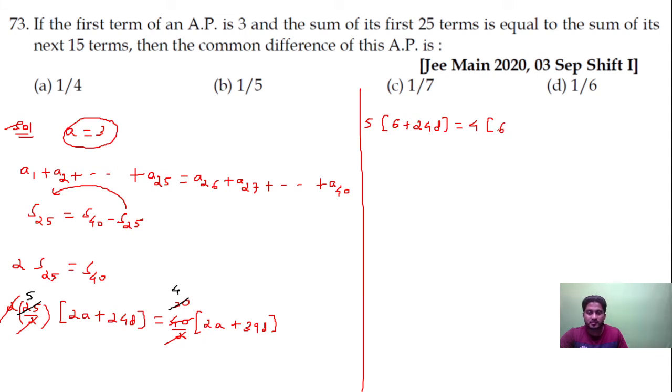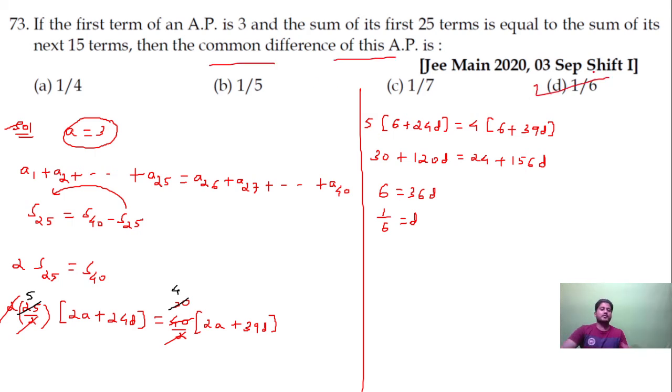Yes, this is 6 plus 39d. Okay, now if I multiply, you get this as 30 plus this is 120d is equal to 24 plus this is 156d. So you get 6 is equal to 36d. Okay, so this is 1 upon 6 is equal to d. That's what I'm supposed to find. What's the common difference of this AP? Common difference will be equal to 1 by 6. Okay, let's move to the next question.